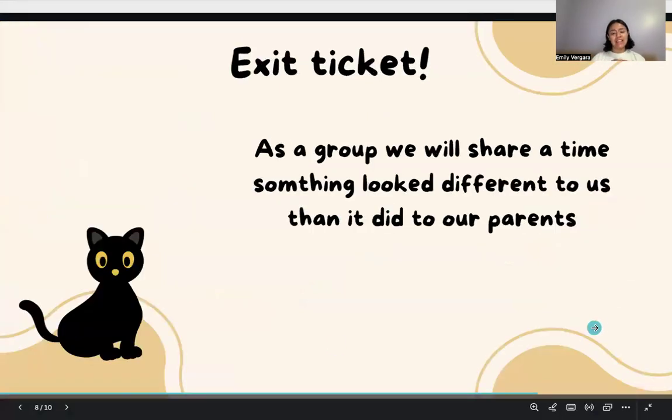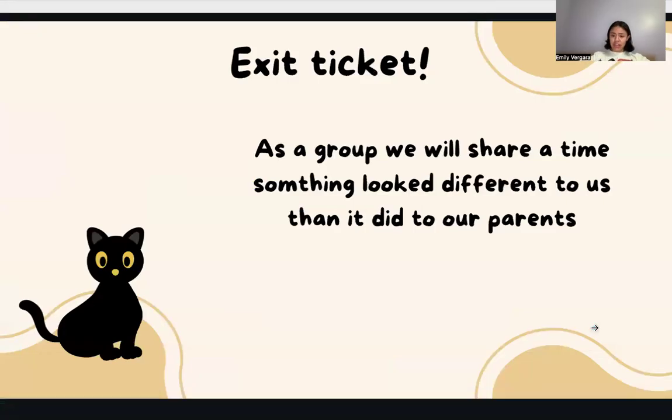And then our exit ticket would be as a group, we'd all come together and we are going to share a time where something looked different to us than it did to our parents. And how, because we as kids are a little bit smaller than our parents, we see things differently.